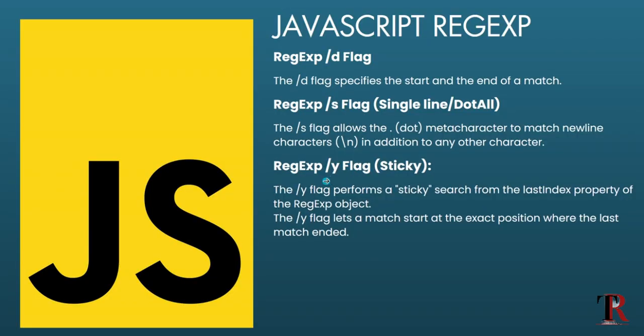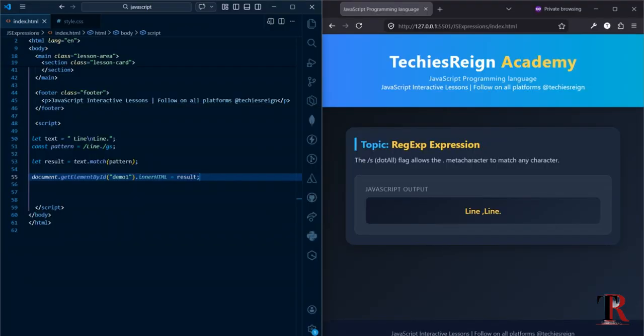The third one is the regex forward slash y flag, sticky. The forward slash y flag performs a sticky search from the lastIndex property of the regex object. The /y flag lets a match start at the exact position where the last match ended. So let's take a look at an example for the forward slash y as well.